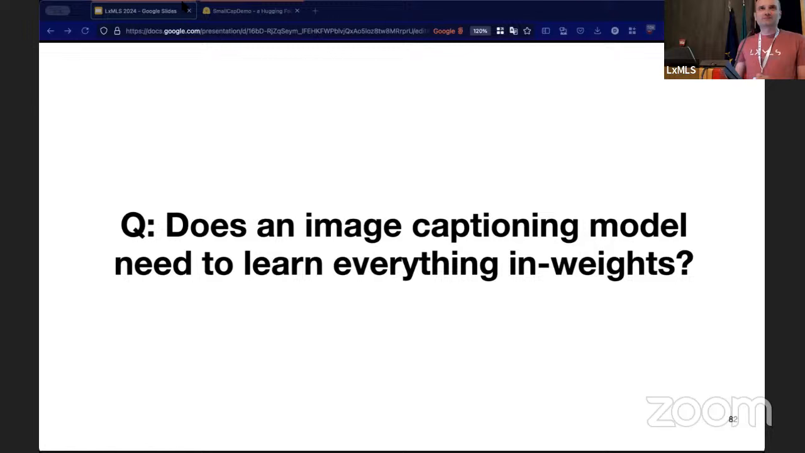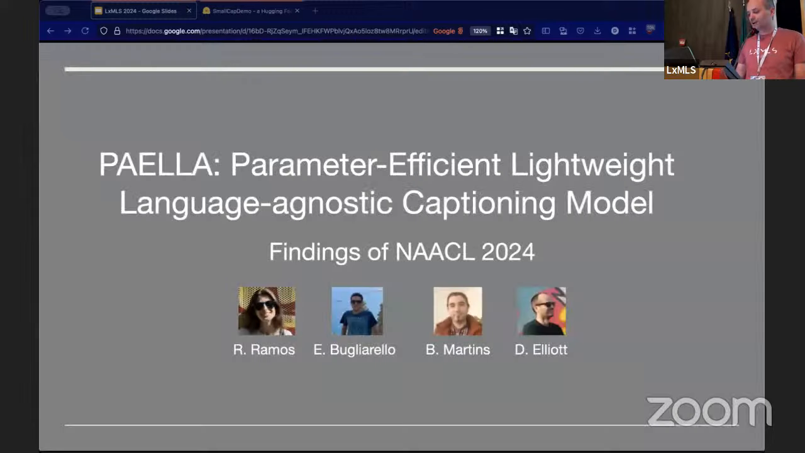I'm going to dive into another piece of research from the group, which is based on a pretty straightforward question. Does an image captioning model need to learn everything in weights? So this appeared at NAACL 2024 in Mexico about 2 weeks ago. For those of you who were in Mexico, I hope you had a great time. I did. It was awesome.